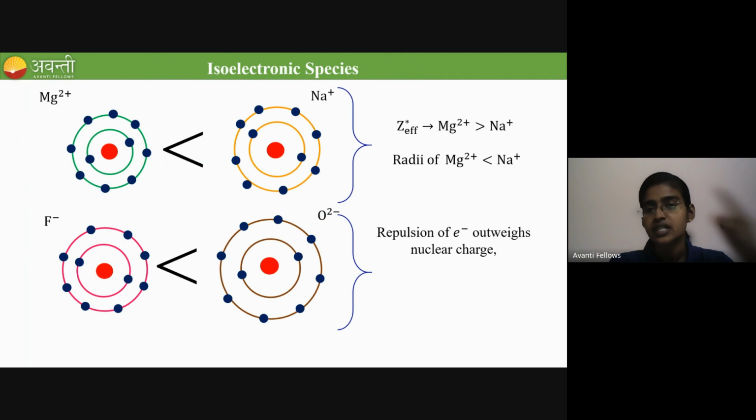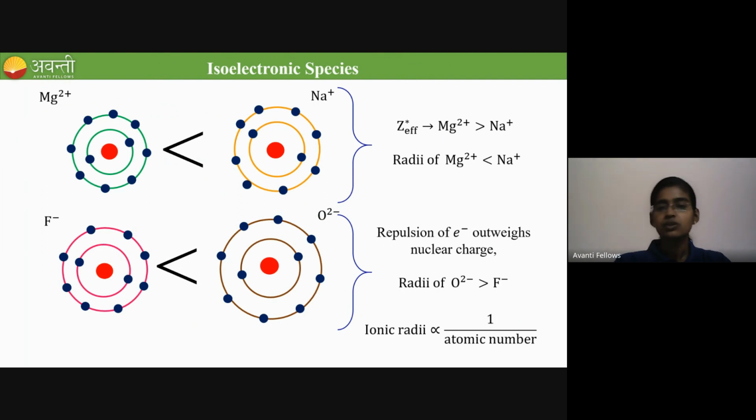Fluorine has gained only 1 electron, but oxygen has gained 2 electrons. It is having a 2- charge, right? So it is gaining 2 electrons, so more electron repulsion would be there. Because of that, the size of O2- is greater than F-. And ionic radii is inversely proportional to atomic number. So you can use this relation to find out the correct increasing or decreasing order of isoelectronic species.